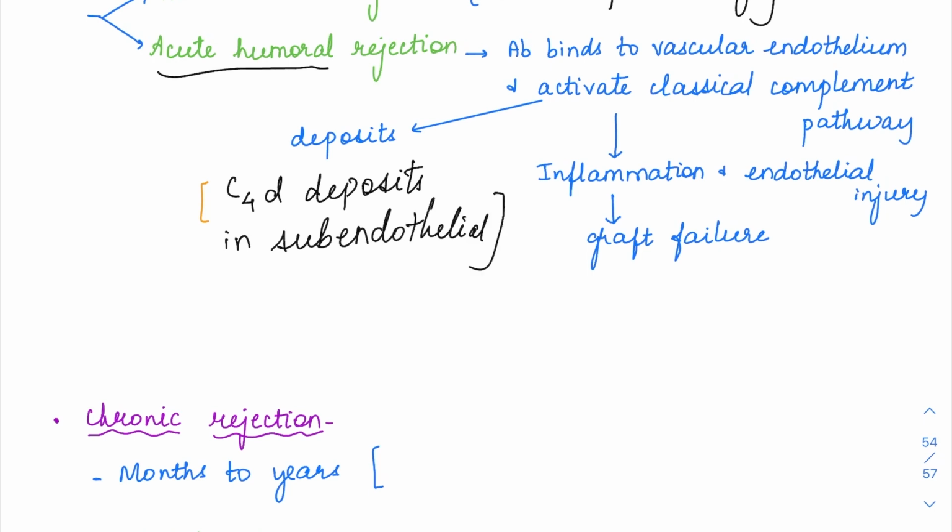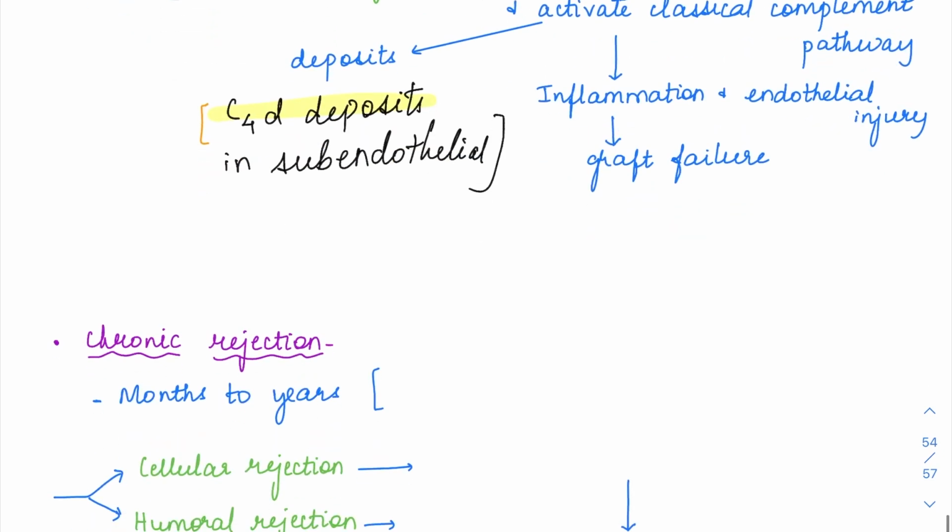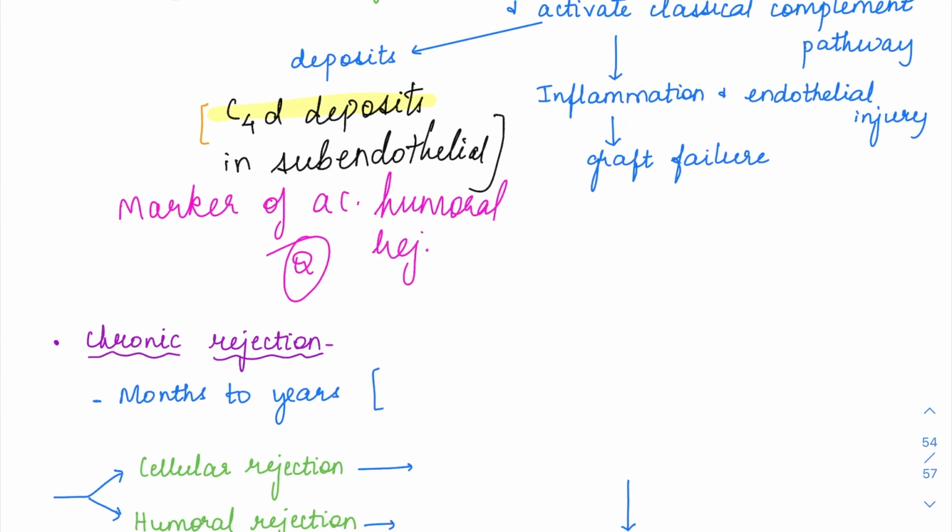Exactly, C4d deposits are going to be seen in a subendothelial location of the grafts. This is a very important MCQ. In acute humoral rejection, you are going to see C4d deposits in the subendothelial location of the graft. And this is actually called the marker of acute humoral rejection. The marker of acute humoral rejection will be C4d.